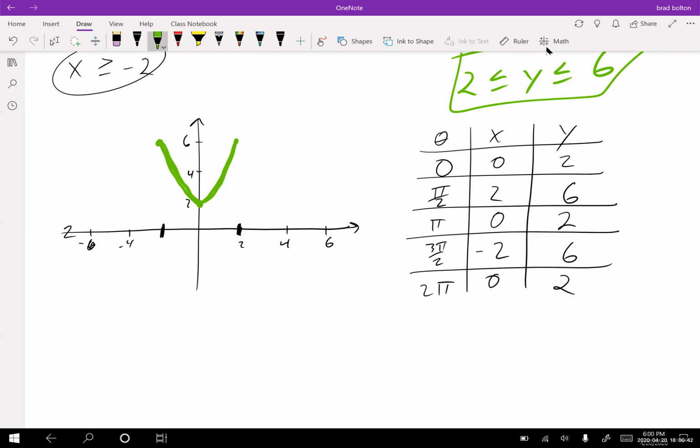Okay, and I'm not going to go above 6 or below 2 in terms of my y values, and I'm not going to go to the left more than -2, and I'm not going to go to the right more than +2 because of all the restrictions I had to put on my x's and on my y's.